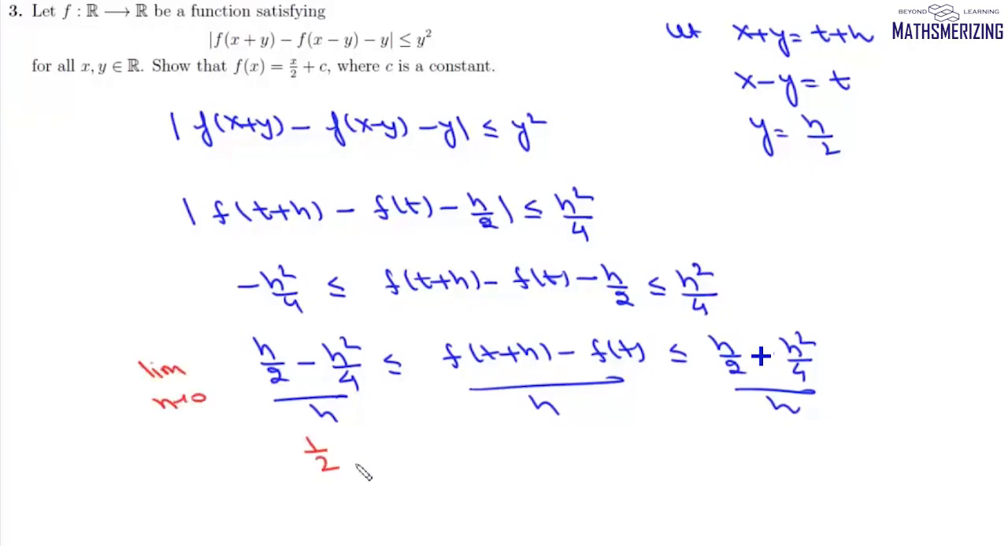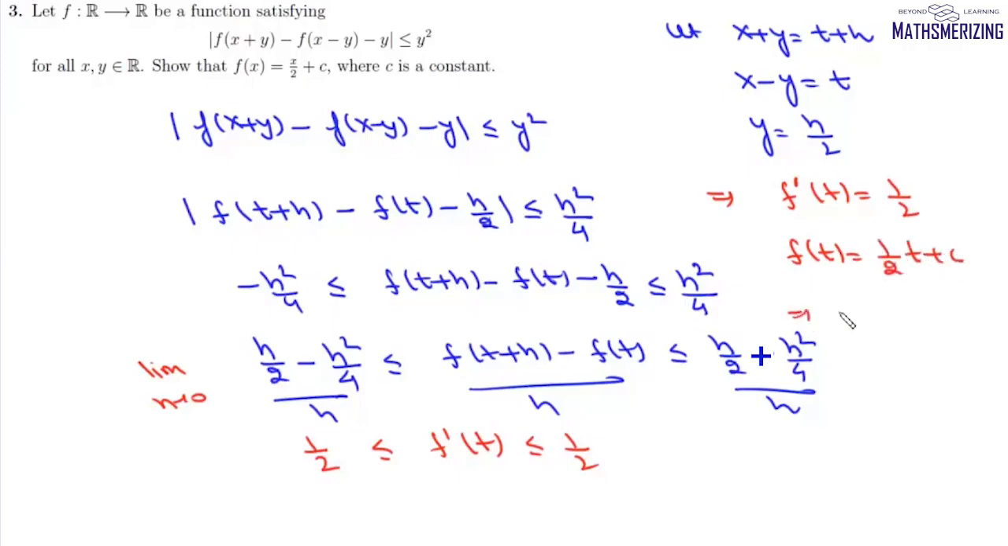Now this value is 1 by 2. Now this is nothing but f dash t, and this limit is also 1 by 2. So from here we can say this f dash t is 1 by 2. Now we integrate this function, we write f t as 1 by 2 plus c, or we can write this function f x will be simply x by 2 plus c, where c is a constant. And this is how we solve such questions.